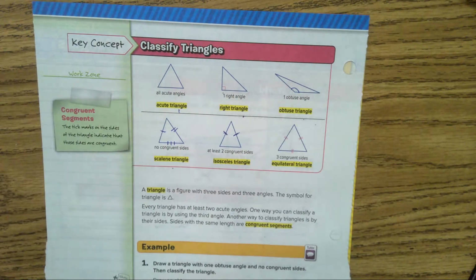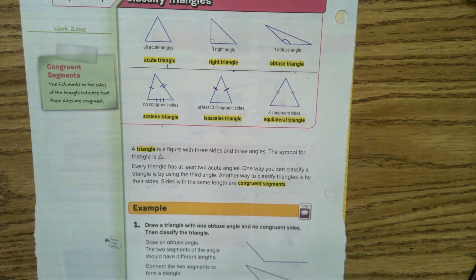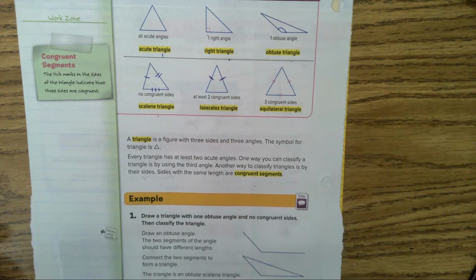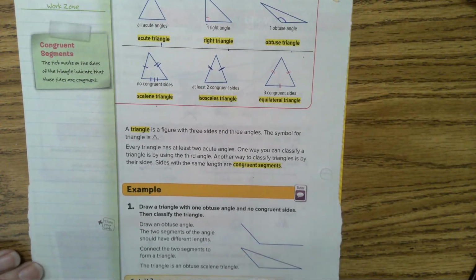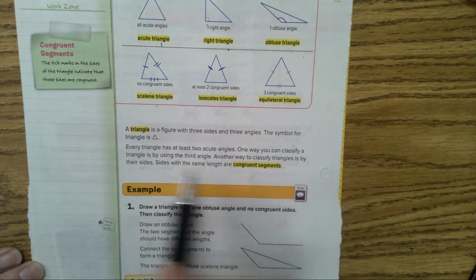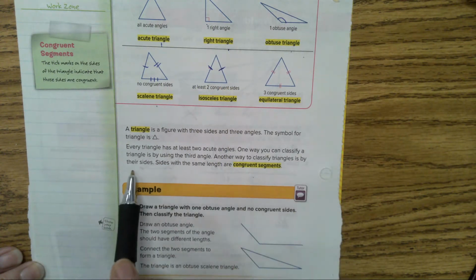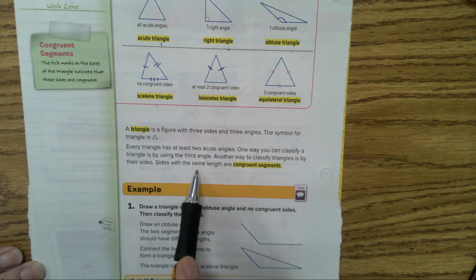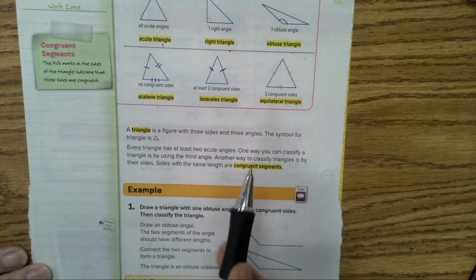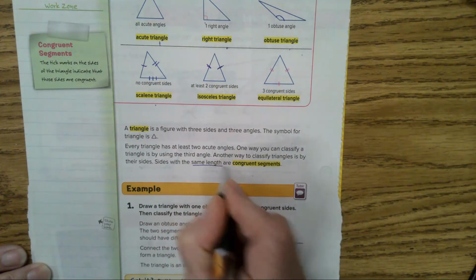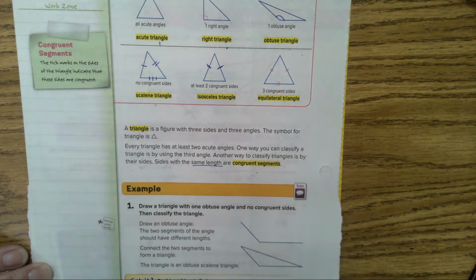Okay? It says a triangle is a figure that has 3 sides and 3 angles. You know that. One way you can classify a triangle is by using the third angle. Another way to classify triangles is by their sides. Sides with the same length are congruent. Same length means they are congruent. All right? Let's go on to example 1.